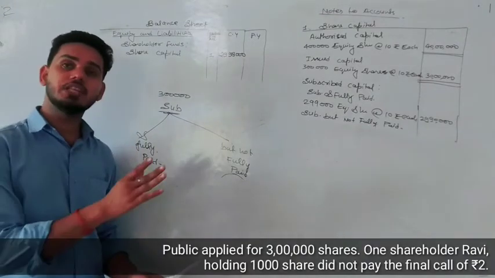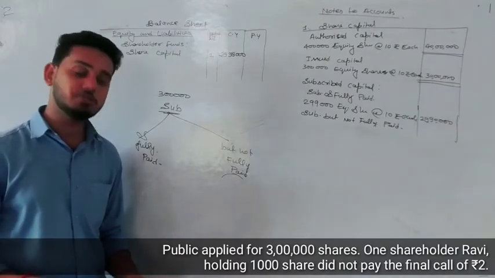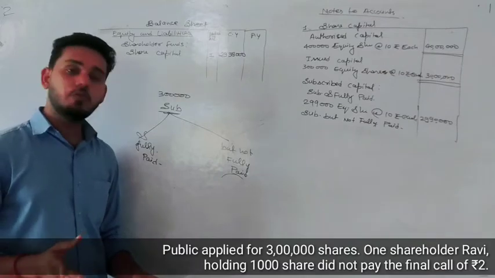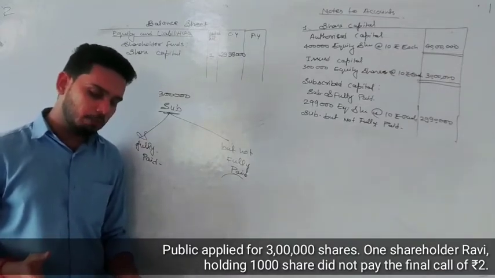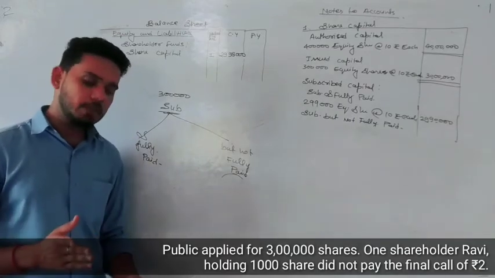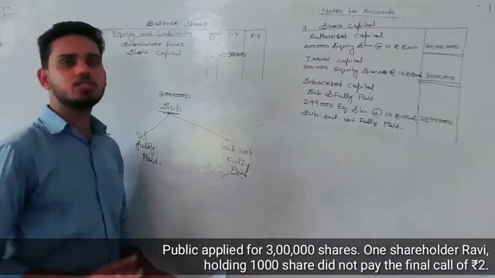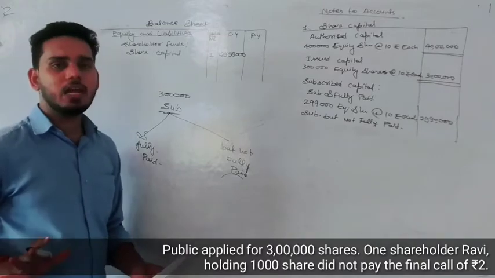Okay, right. Now let's see our case number 3. Continuing with the same case number 2 with some necessary modification, let's see what case number 3 says. The public applied for 3 lakh shares. One shareholder holding 1000 shares, Ravi, did not pay the final call of 2 rupees. So till here everything was the same.